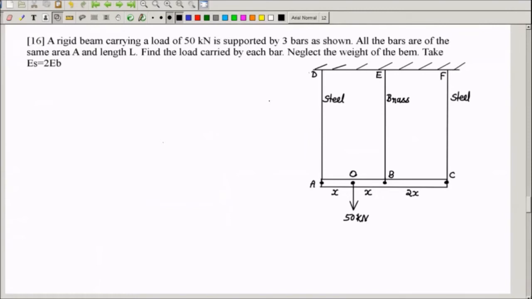We have to consider the load carried by the steel member here. I'll call it PS1. Load carried by the brass member, I'll call it PB. Load carried by the other steel member, I'll call it PS2. Now for equilibrium, PS1 plus PS2 plus PB should be equal to the 50 kilonewton applied load. Now you see there are three unknowns, PS1, PS2 and PB, three unknowns and one equation. This cannot be solved as it is.